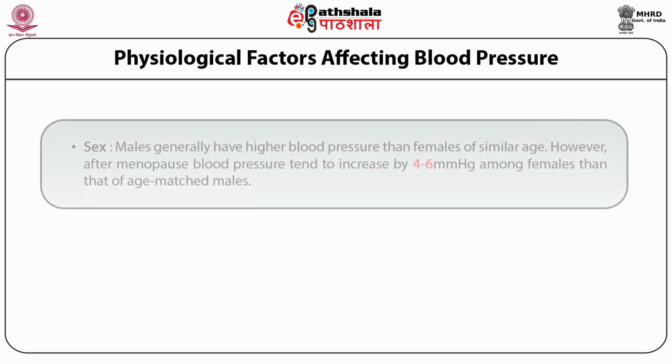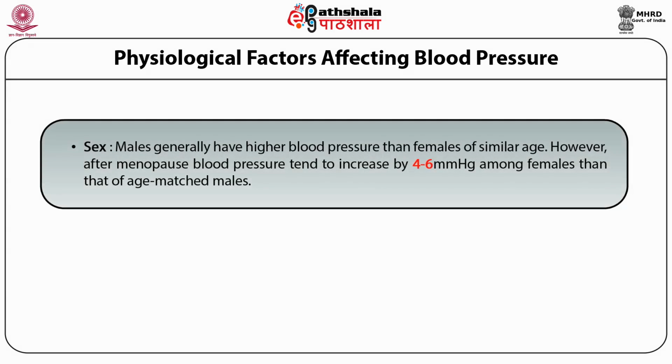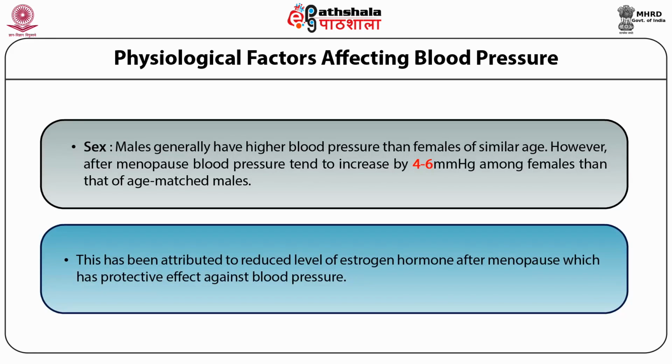Now let's see the influence of gender on our blood pressure. Males generally have higher blood pressure than females of similar age. However, after menopause, the blood pressure tends to increase by 4 to 6 mmHg among females compared to their age-matched males. This could be attributed to the reduced level of the hormone estrogen after menopause, which has a protective effect against blood pressure.